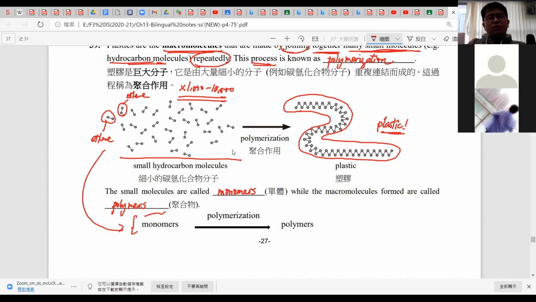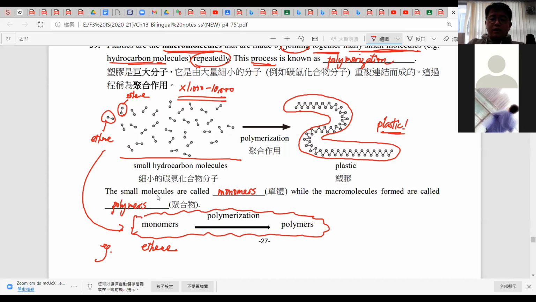The monomer molecules, that is the raw materials for making plastic, they have got so many different units. They join together to form a big molecule. We call that polymers. You understand? So in short, I will give you one example. We call that ethene, and they will join repeatedly to form the new compound. We call that polyethene.